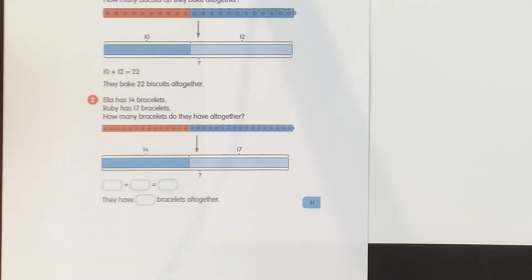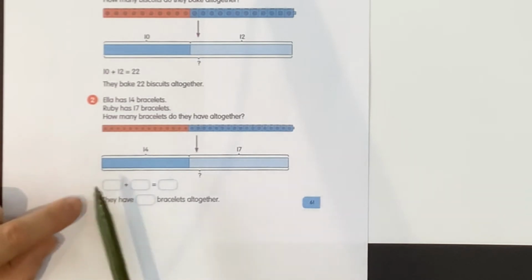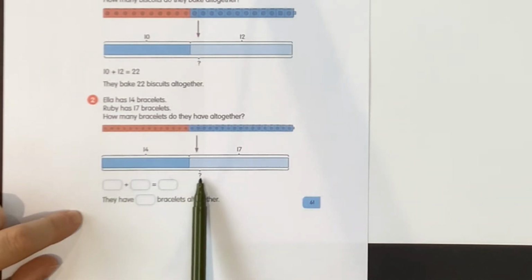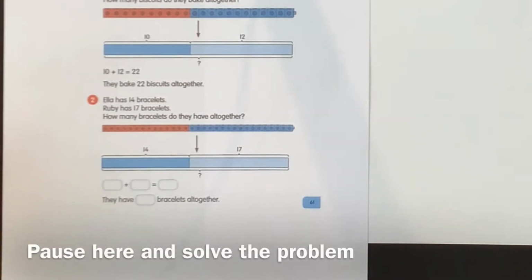So what I'd like you to do is pause the video and write down for me which calculation would go in this box to find the question mark and how many bracelets they have all together. Then unpause the video so we can go through the answer.